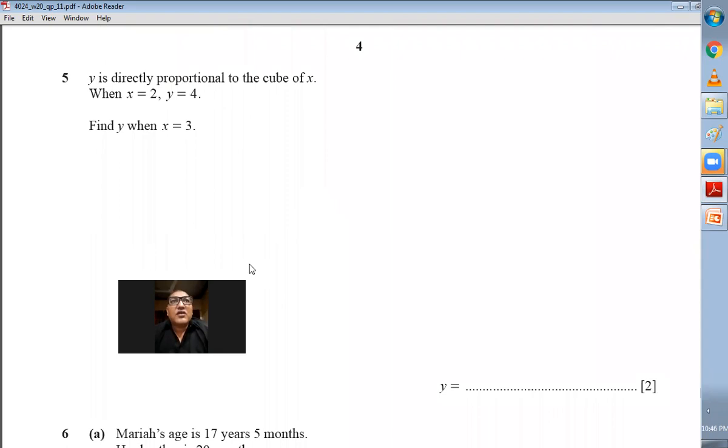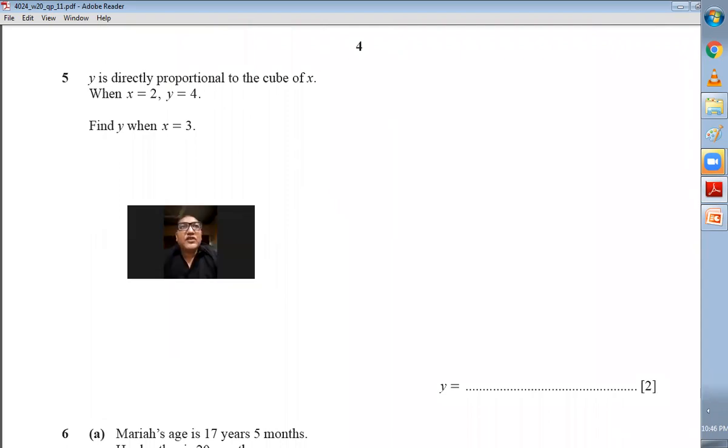Okay. Now question number 5 is showing on your screen. Y is directly proportional to the cube of x. When x equals 2, y equals 4. Find y when x equals 3. Very simple.